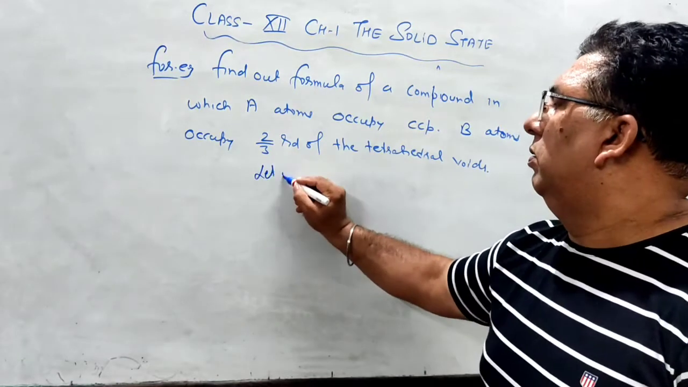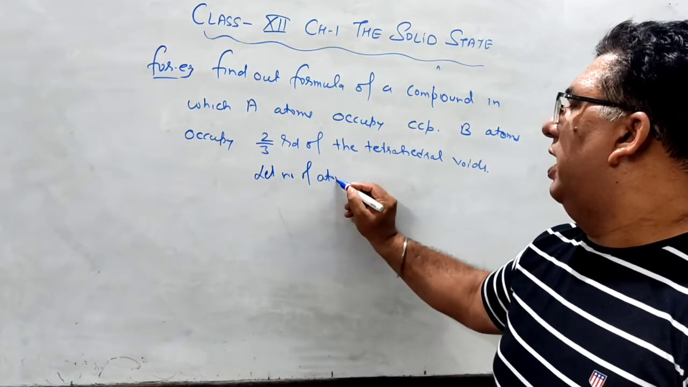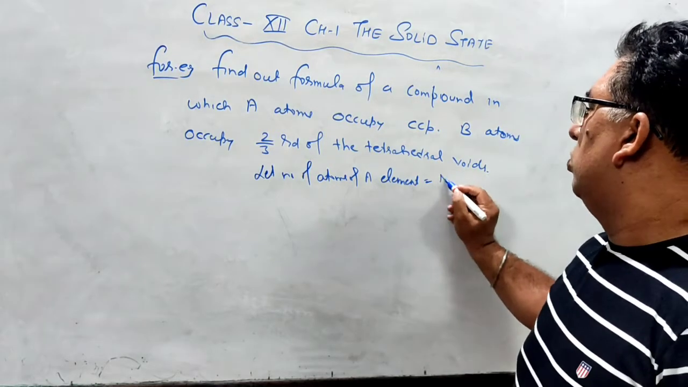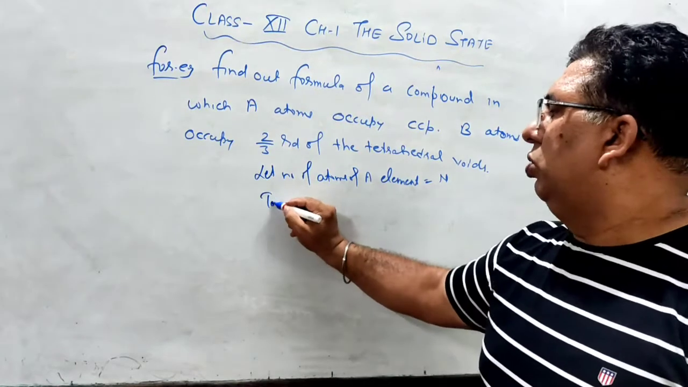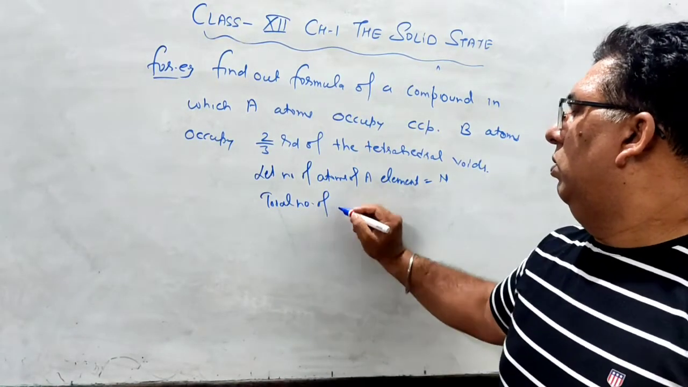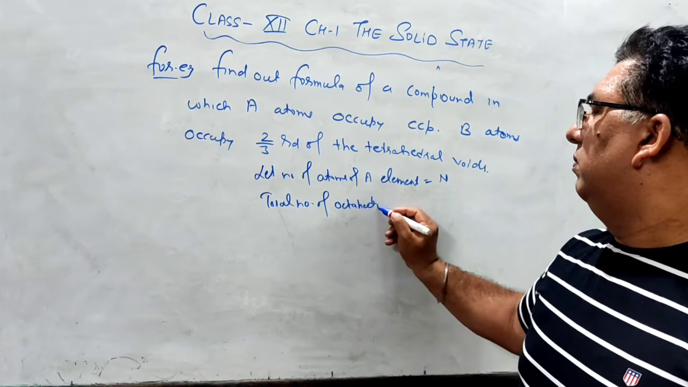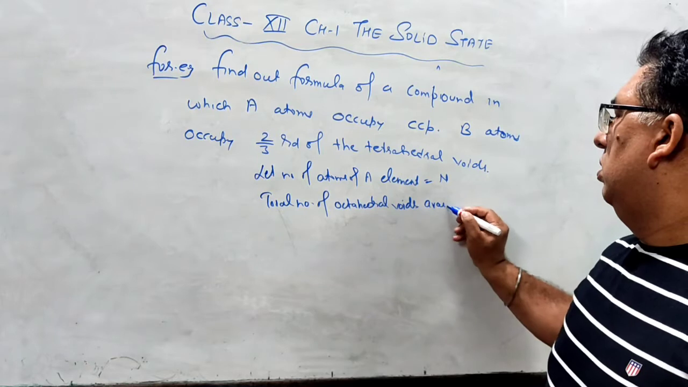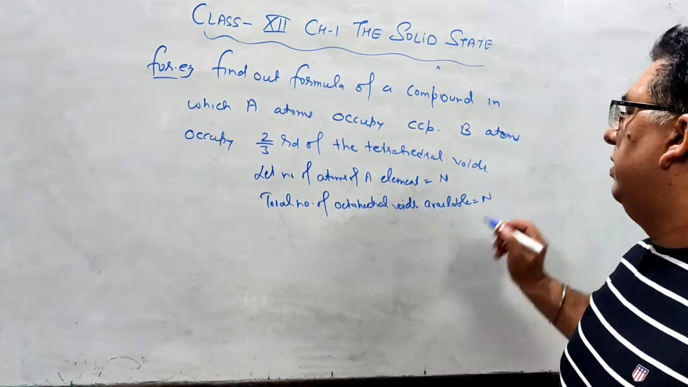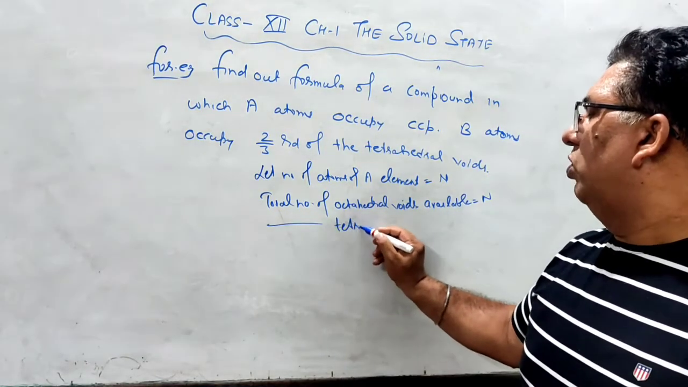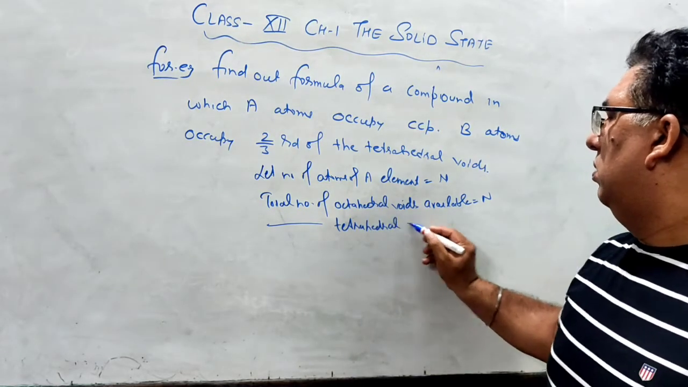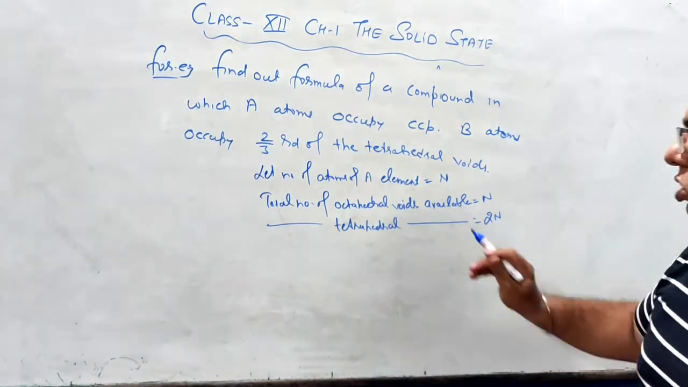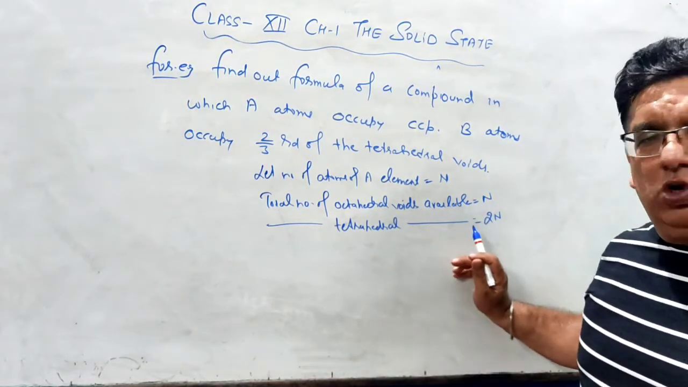So let the number of atoms of A element be equal to n. The total number of octahedral voids available will also be equal to n, and the total number of tetrahedral voids available is 2 times, that is 2n. It means in that compound octahedral voids are total n and tetrahedral voids are 2n.